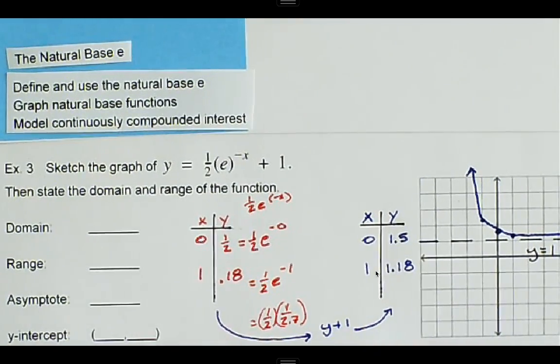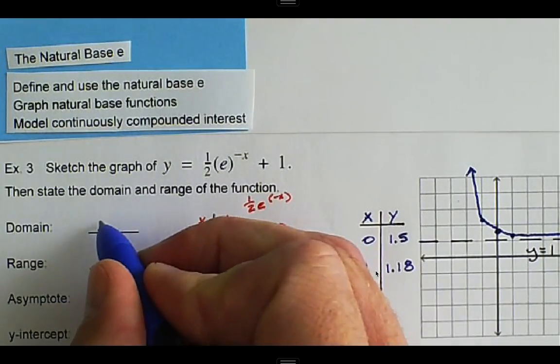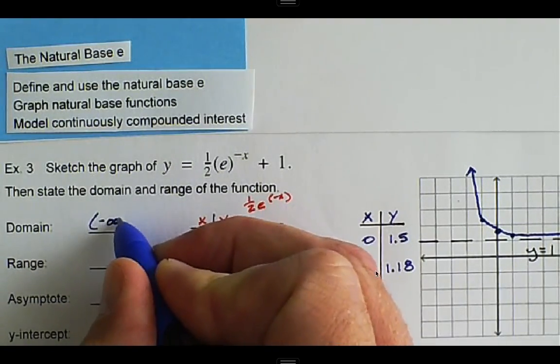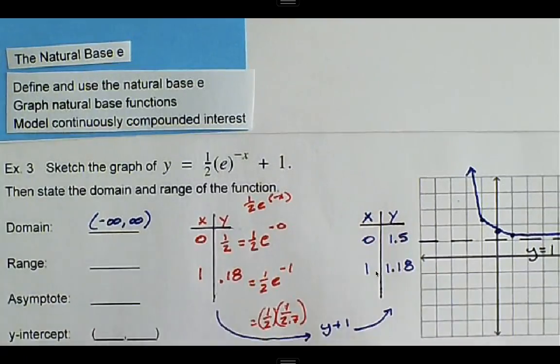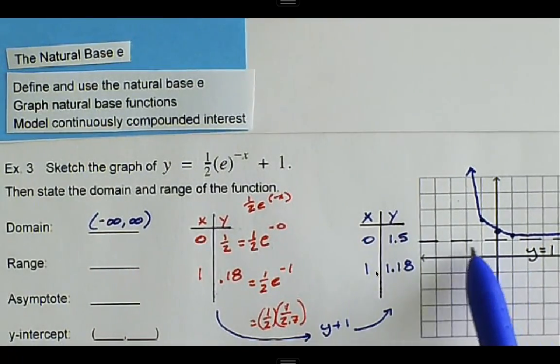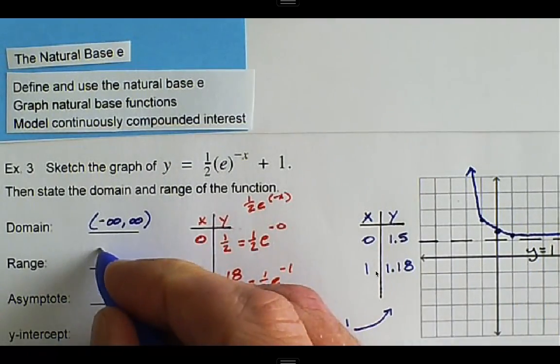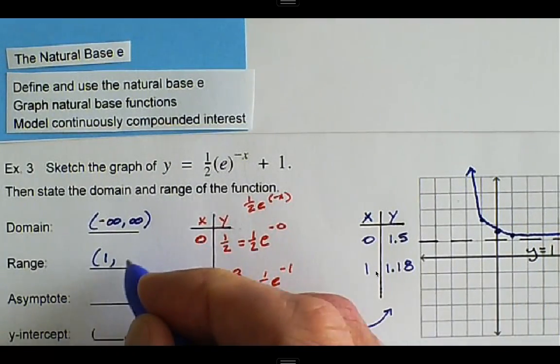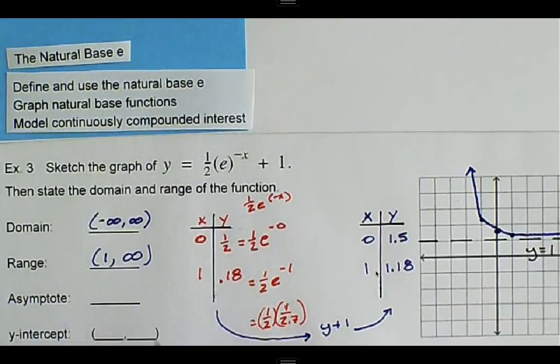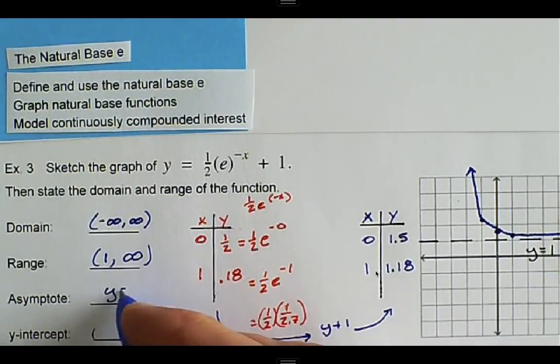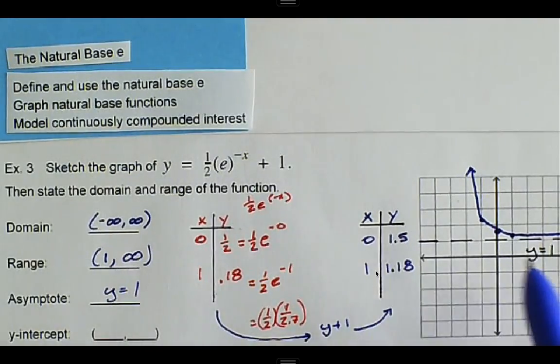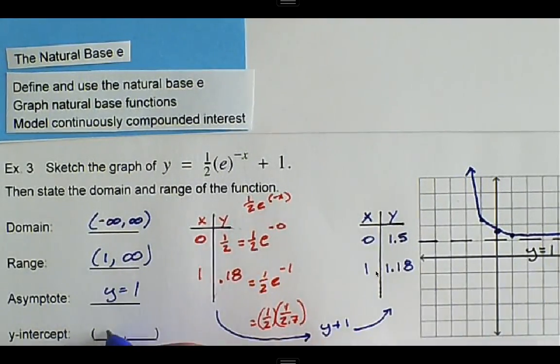So then we got to look at our domain and range. The domain for this is still going to be from negative infinity to infinity. The range, in this case, we're going to start at 1 and go up. So we're going to start at 1 and we're going to go up to infinity. Neither one's included. The asymptote is y equals 1. And our y-intercept is 0, 1.5.